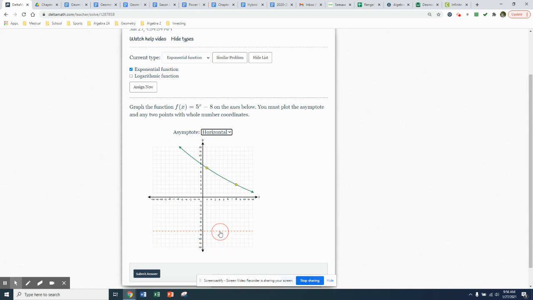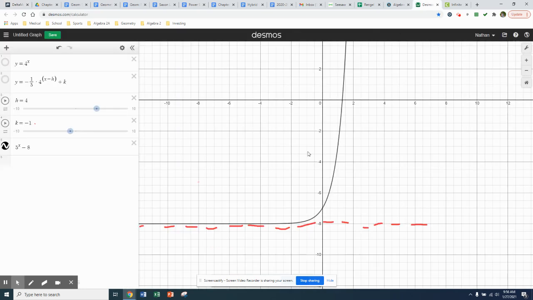So I'll slide that up. There's where my asymptote is. Then go back to Desmos. You just need to find 2 points where you kind of know a whole number x and y coordinates. So here I'm seeing it's crossing right at 0 and -7.